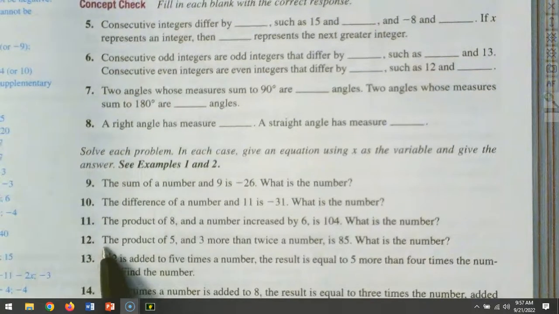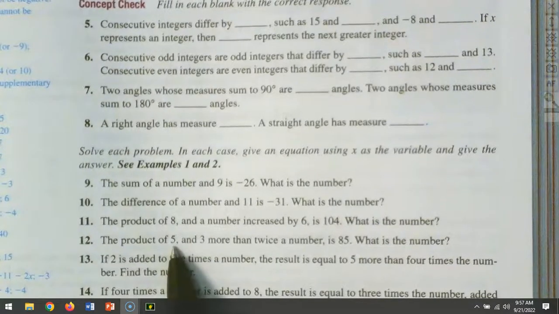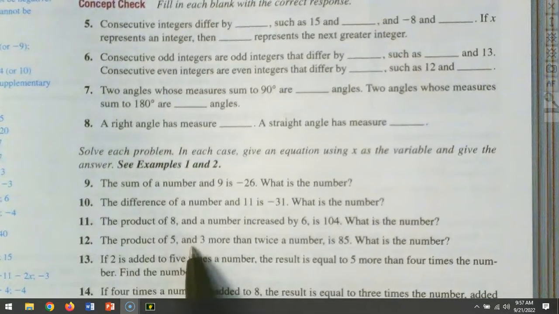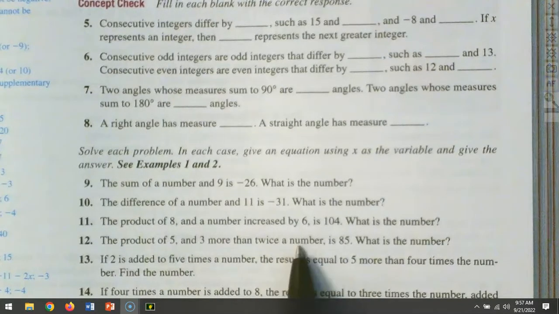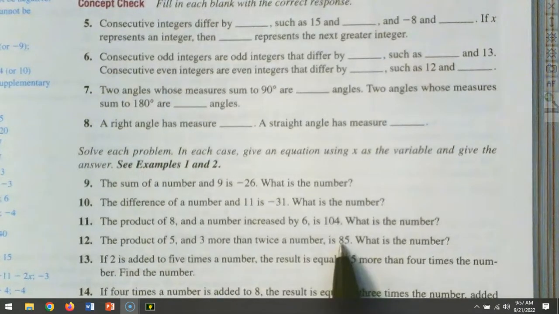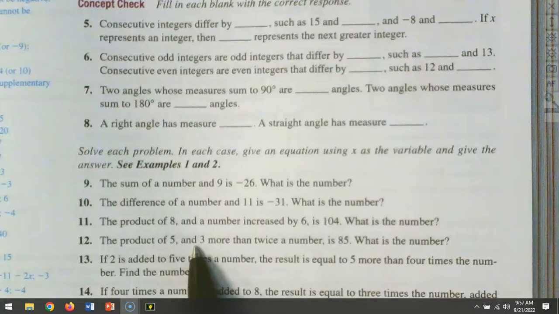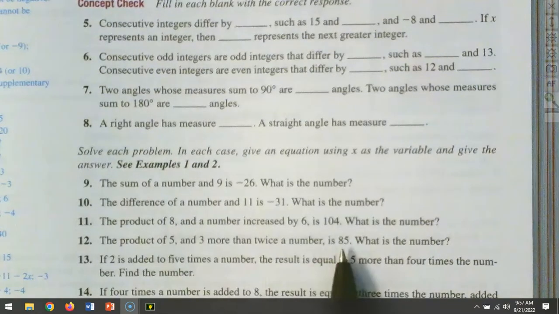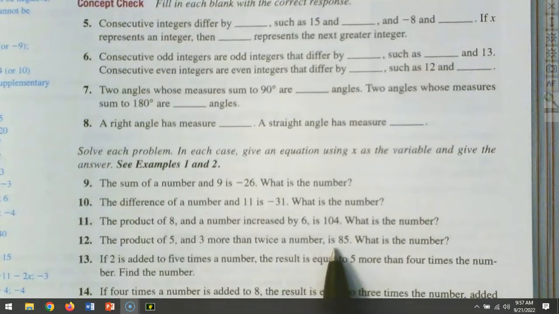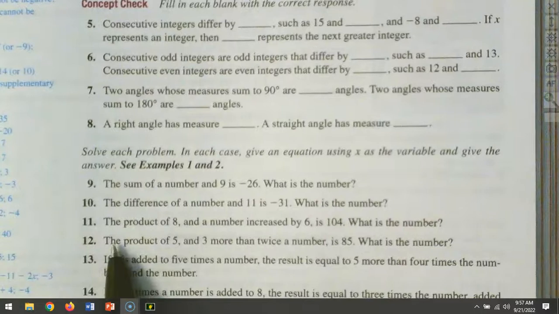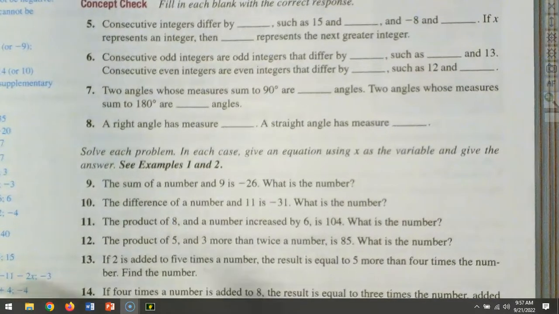So question 12. The product of 5 and 3 more than twice the number is 85. So product means multiply. Now the "and" is where we're going to use parentheses, because that's going to kind of separate things out. "Is" means equals. So let's see what we got here. The product of 5, so that's going to go out front and we write that. 5 is here. And this is on, again, page 141.